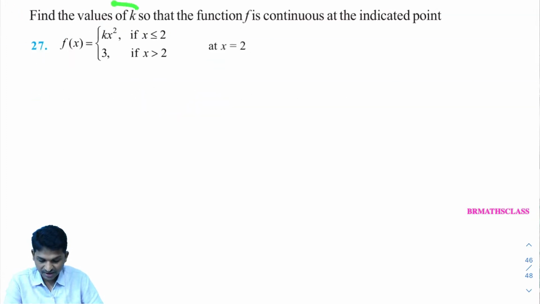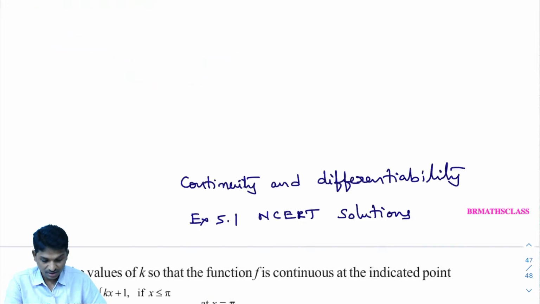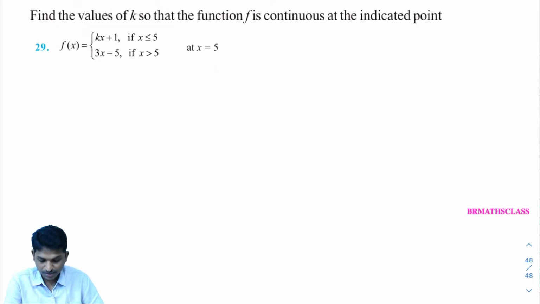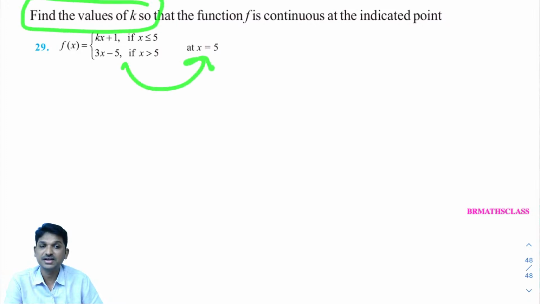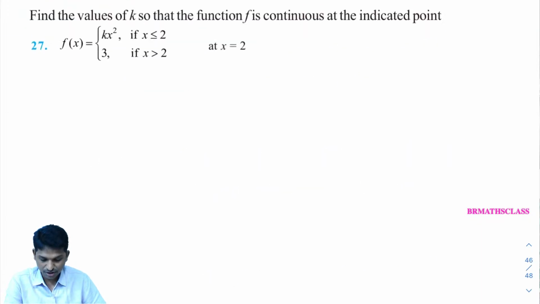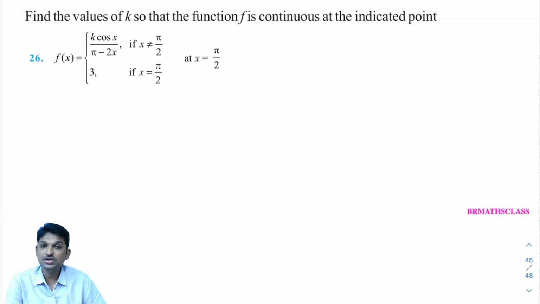You see this one: find the value of k such that the function is continuous at x equal to 2. And you observe this question: find the value of k such that the function is continuous at x equal to pi. These problems are important from the exam point of view. Find the value of k such that this function is continuous at x equal to 5. These are very easy problems. If you are good in the definition of a continuous function, then you can understand these things easily.